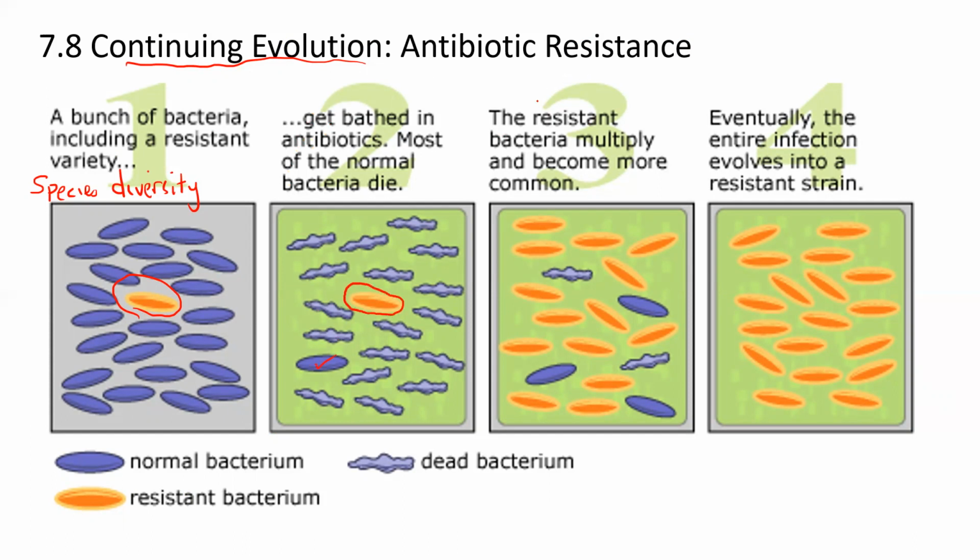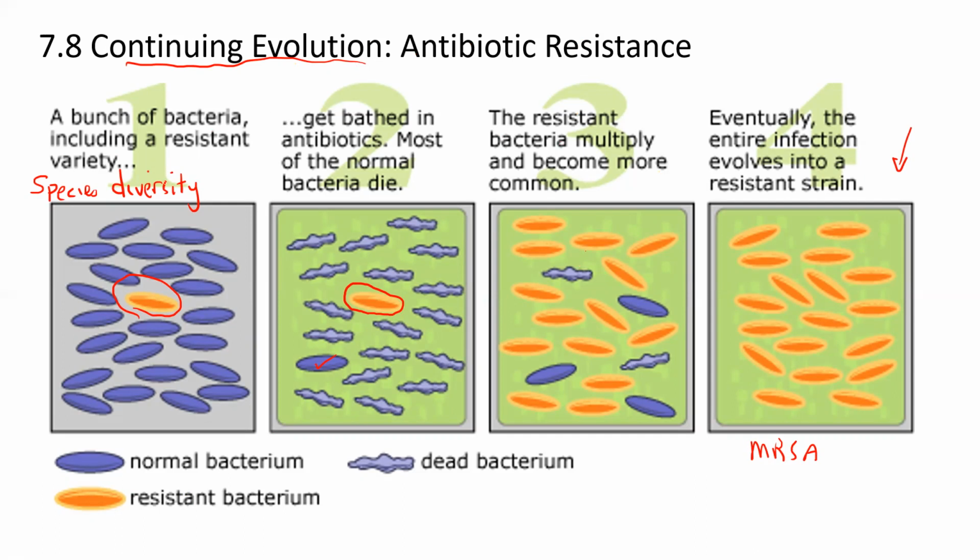Okay, what happens next? Number 3, the bacteria multiply and become more active. Eventually, the entire infection evolves into a resistant bacterial strain. So what would happen if this is now your MRSA? What would happen if you gave this antibiotics? Well, they'd survive. That's why overprescribing antibiotics is so dangerous. If you overprescribe them, you can develop antibiotic resistance. So this is evolution, a microevolution in action.